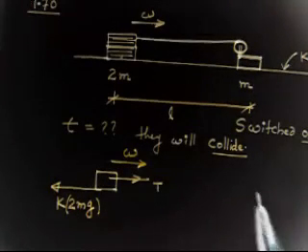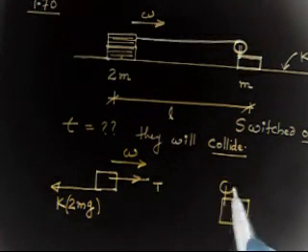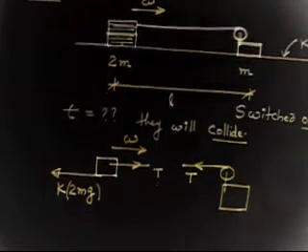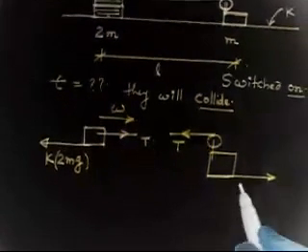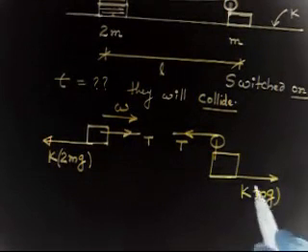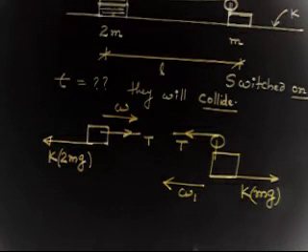Now let us say whatever the force is that is acting on the motor. So this is my motor. There is a force T acting in this direction. Now this motor is going this side, so the friction force will act in this direction. Now the mass is m, so this friction force is kmg. Now let us say this moves in this direction with acceleration w1.